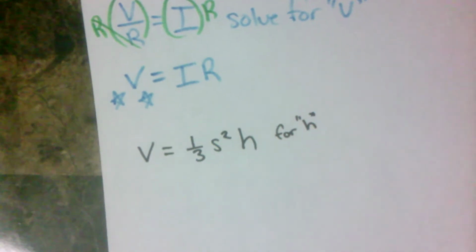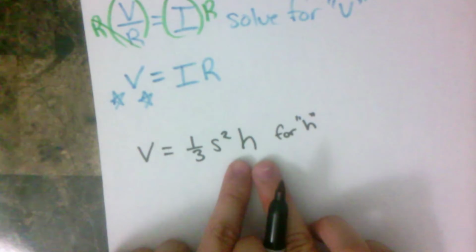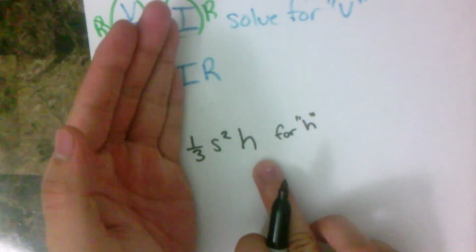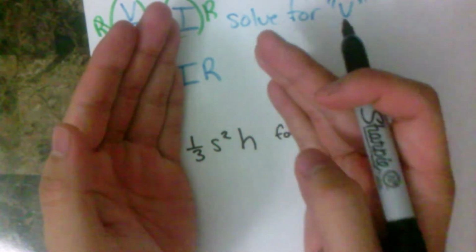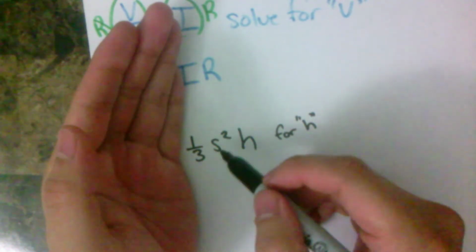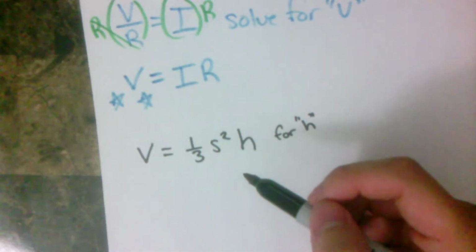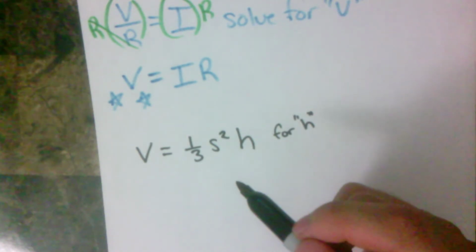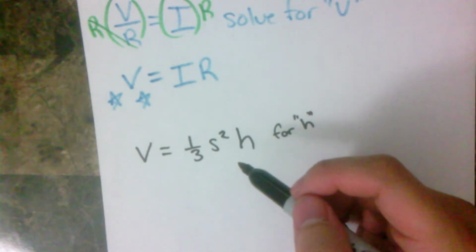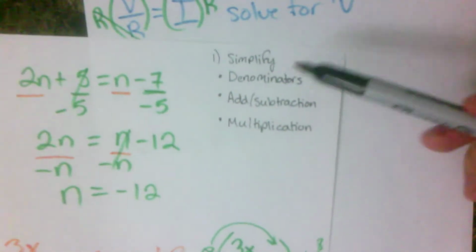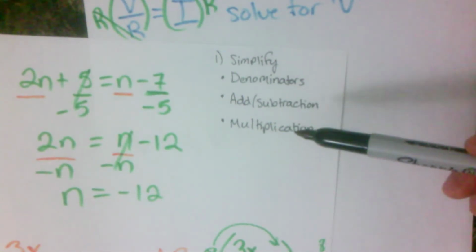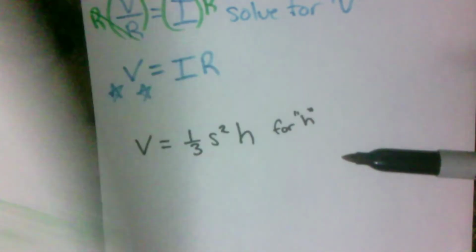If we want to solve for h, that means we need to get this all alone. So we're looking at this right side of the equation. This is our variable of interest, and we want to get that all alone. So we've got to get rid of this s squared and this 1 over 3. Remember, whenever we're dealing with equations, dealing with denominators is the easiest first step. You simplify denominators, addition, subtraction, then multiplication. So denominators is top of the list.